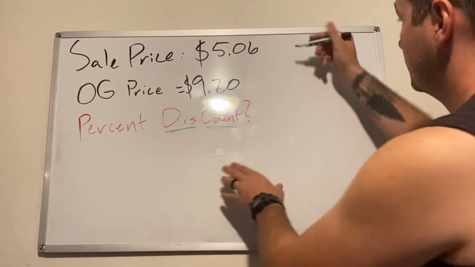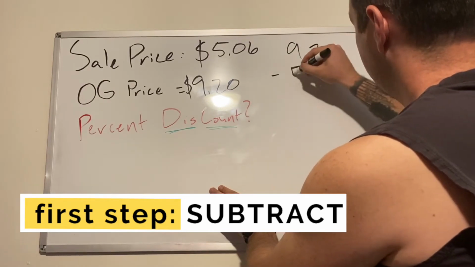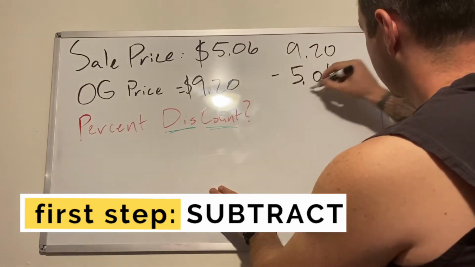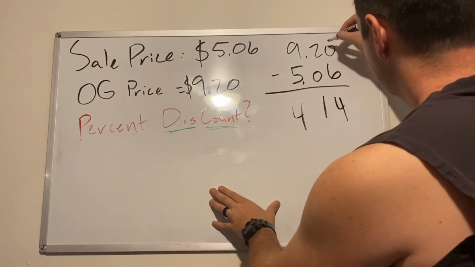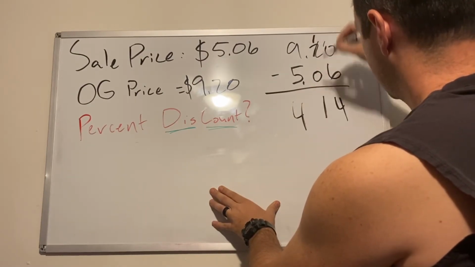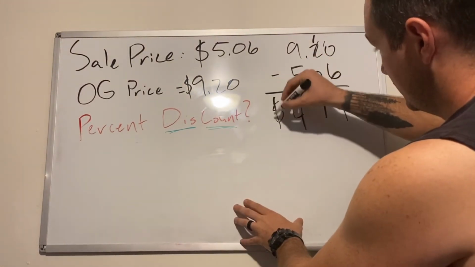So what we have to do is subtract that. 9.20 minus 5.06. Now this becomes 4.14. You carry the 10, drop that to 1, and you'll see that that becomes $4.14. So this is the discount.